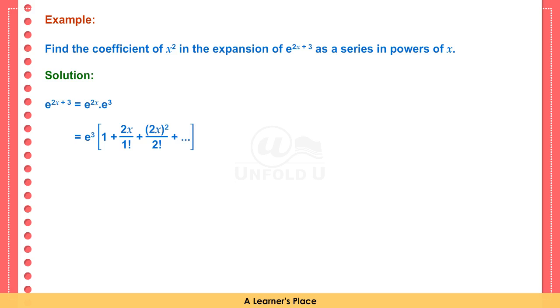Now we want to find the coefficient of x square. So, what can we see from here? Yes, the third term, the term containing x square. Thus, the coefficient of x square in the expansion of e raised to the power 2x plus 3 is e raised to the power 3 into 2 square upon 2 factorial, which is equal to 2 e raised to the power 3.